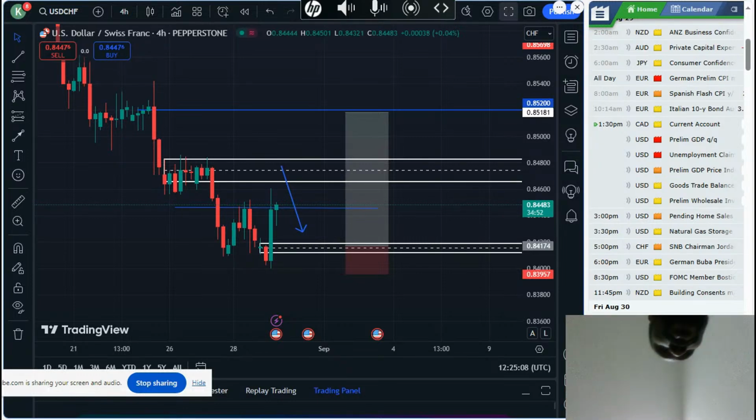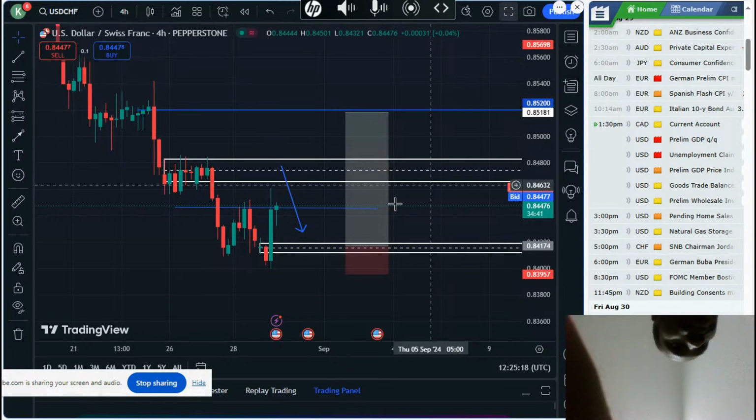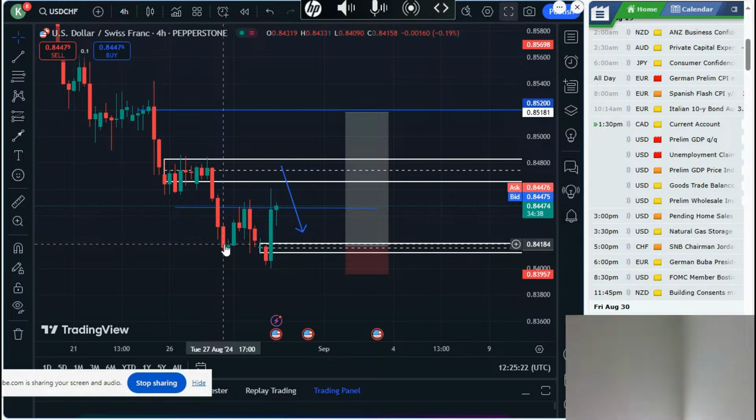So guys, let's look at USD Swiss franc. Buy limit at 0.84184.